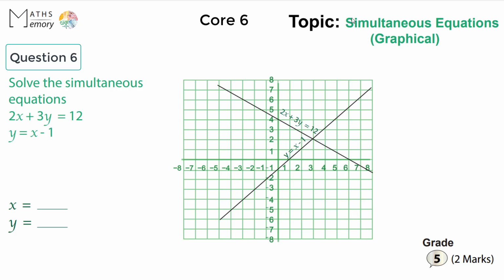Simultaneous equations, graphical. Press pause. Let's write the values of x and y in this question and press play when you're done. Now, this is a very, very simple question, actually. It looks complex, and what we're doing here is solving simultaneous equations, a pair of them, via a graphical style. So it says solve the simultaneous equations. It gives 2x plus 3y equals 12. That's number one, let's say. And number two, y equals x minus 1.